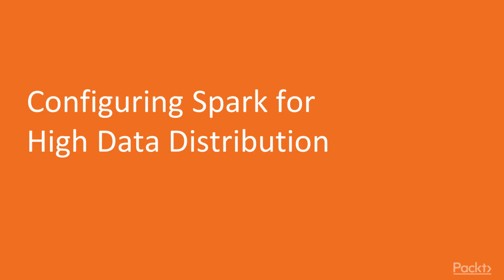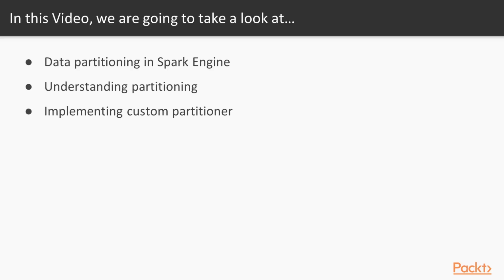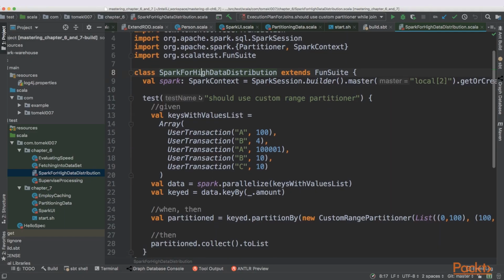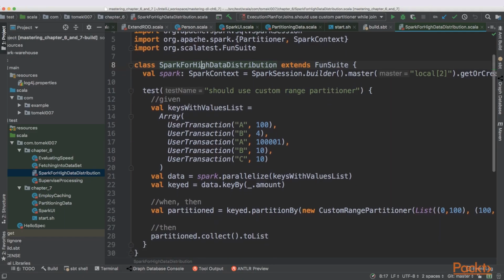This is the first video, in which we'll be configuring Spark for high data distribution. So we'll start by looking at data partitioning in the Spark engine. Once we understand partitioning, we will finally implement our custom partitioner. So let's start from this simple test case.